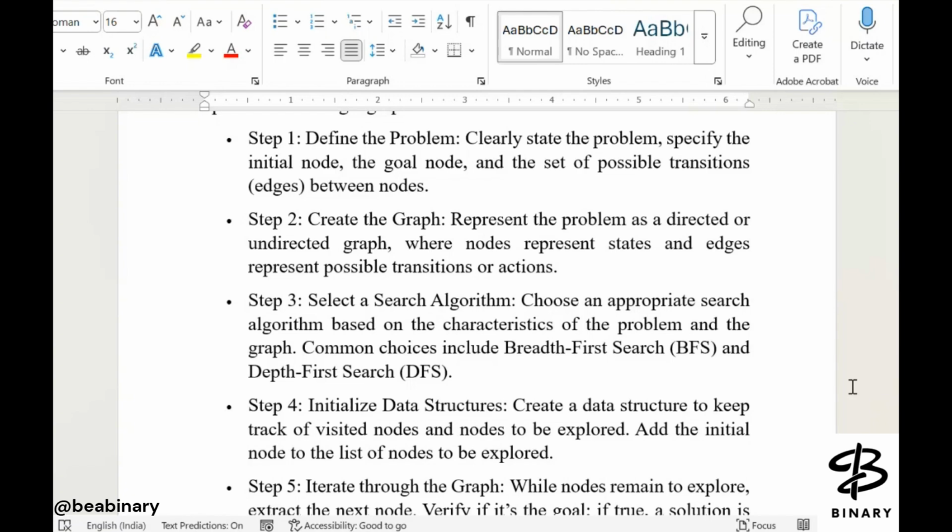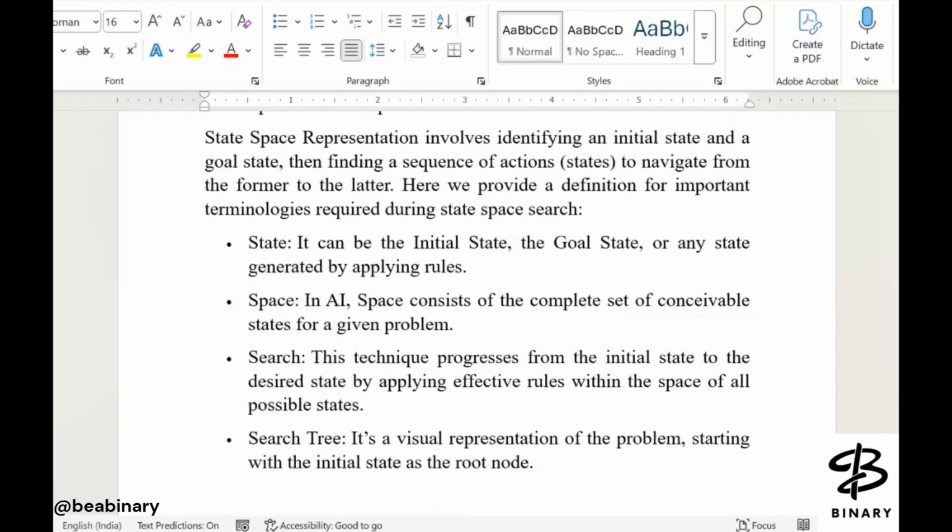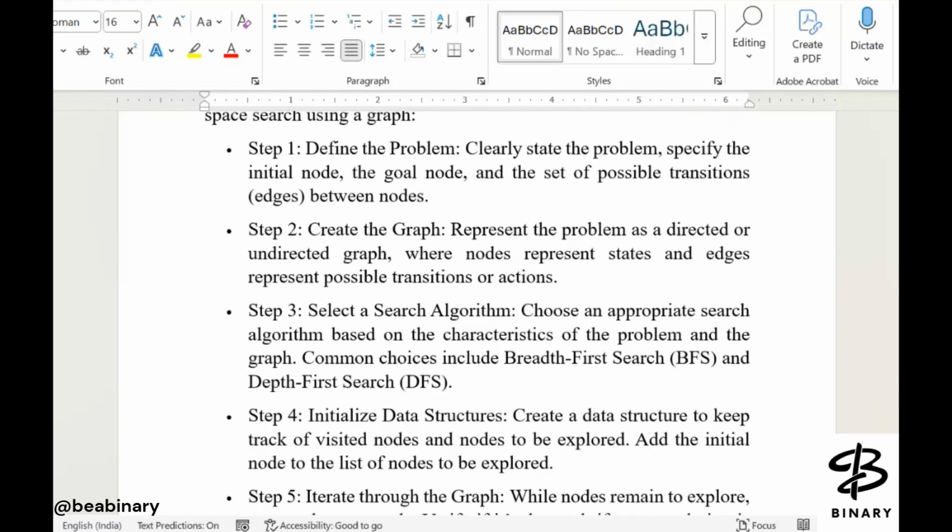In step 3, select a search algorithm. What search algorithm are you using? Choose an appropriate search algorithm based on the characteristics of the problem. We have discussed the characteristics. While selecting a particular search algorithm, first you need to understand the problem with its proper characteristics. And the graph. Common choices will be BFS or depth first search. We will discuss all these searches again in detail.